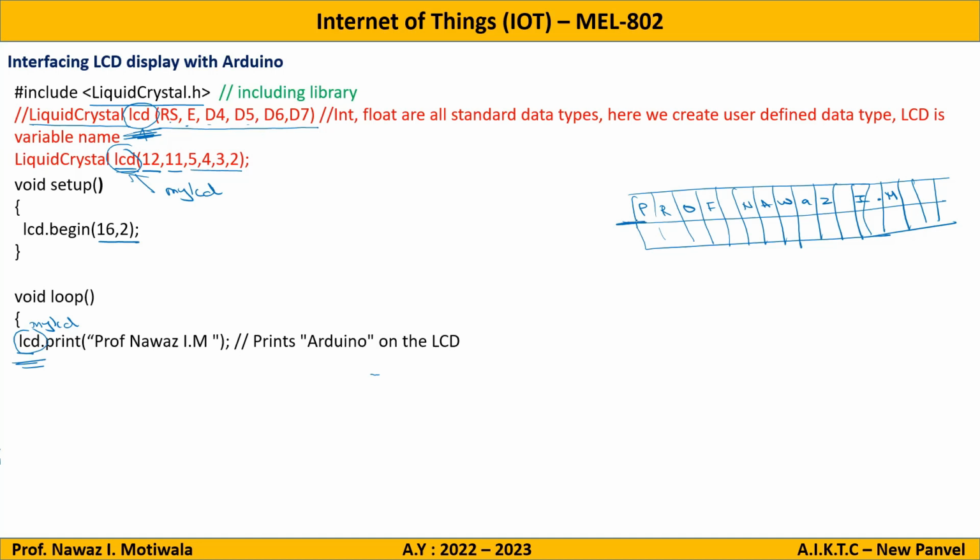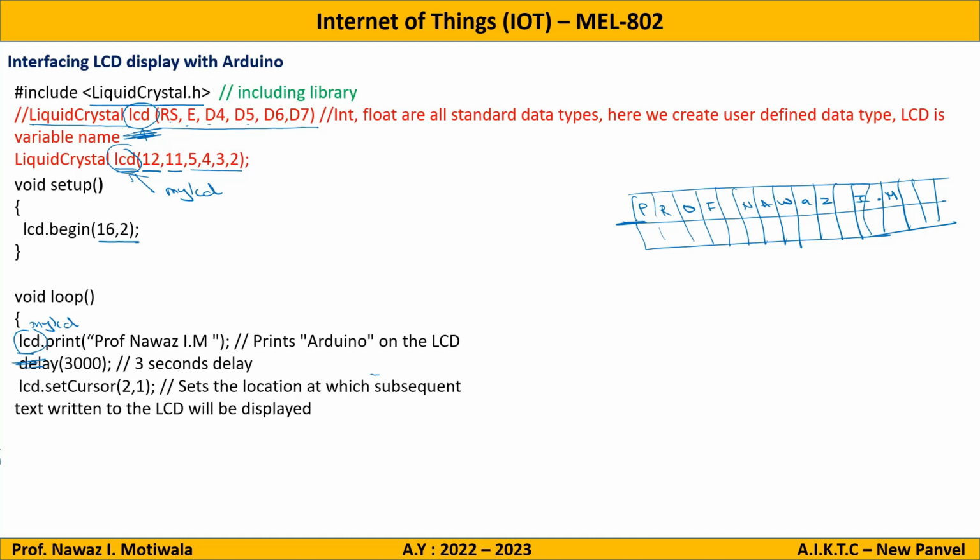But if you want to see many more commands of the LCD, we can proceed further. So let us say in the next line I will write delay(3000) so that this name is displayed on the screen for 3 seconds. Then next I am writing lcd.setCursor(2,1). This command will take the cursor to 2,1. Now what do you mean by 2,1? It is the column number first and the row number second.